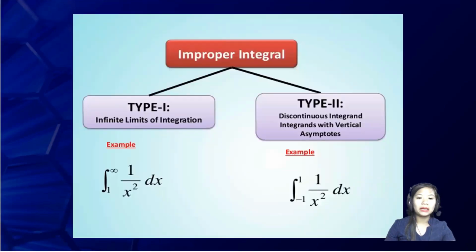So as you can see, these are the two types of the improper integral. First is the infinite limits of integration, with the example of the integral of 1 over x squared dx from 1 to positive infinity. The other type is the discontinuous integrand with vertical asymptotes. For example, the integral of 1 over x squared dx from negative 1 to positive 1. Once again, the infinite limits and the discontinuous integrand.